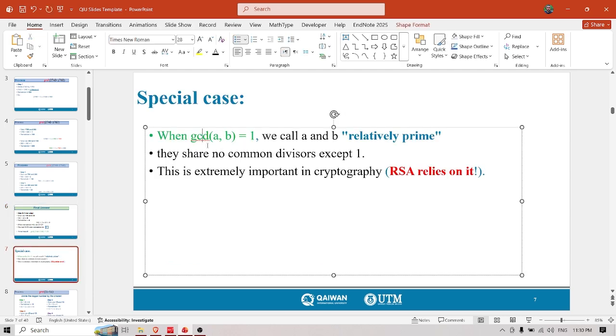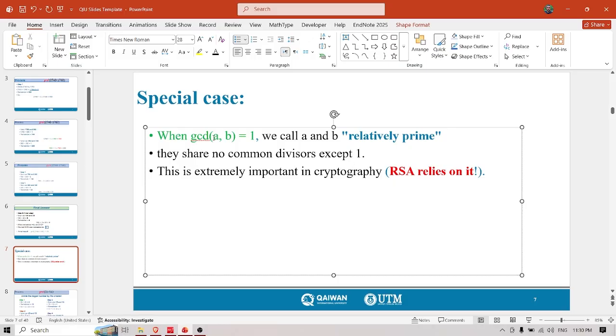Now we have a special case. We say that if the GCD of A and B is equal to 1, we will call them relatively prime, which means that they share no common divisor except 1. So they cannot be divided by any number except 1.